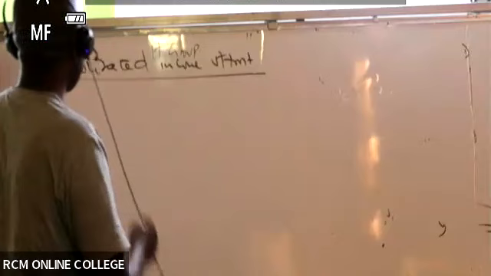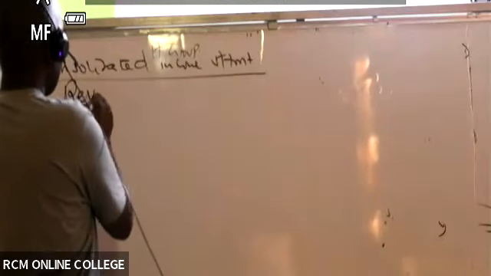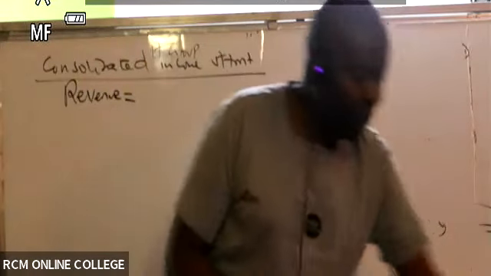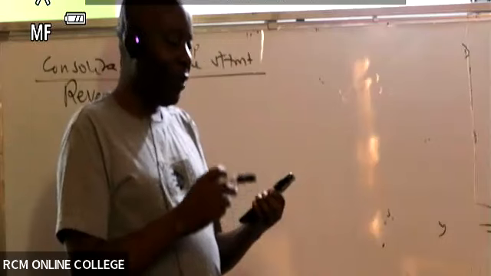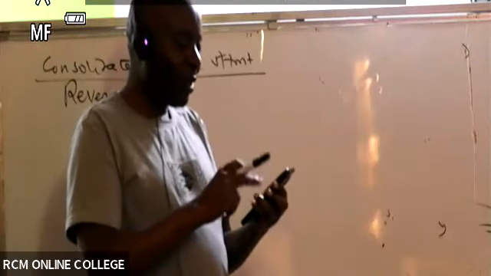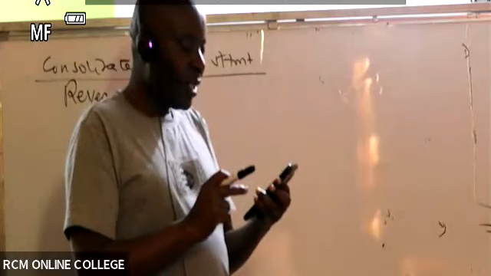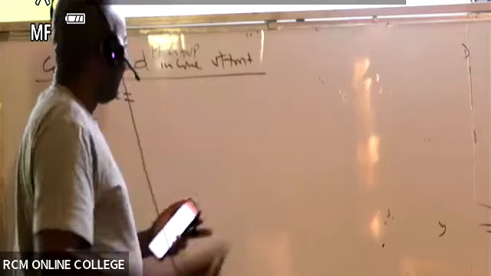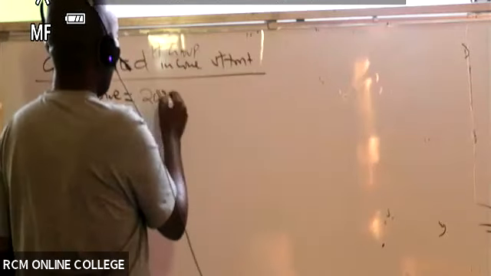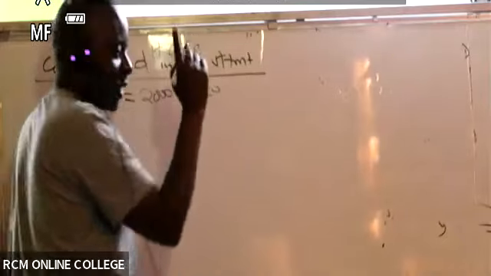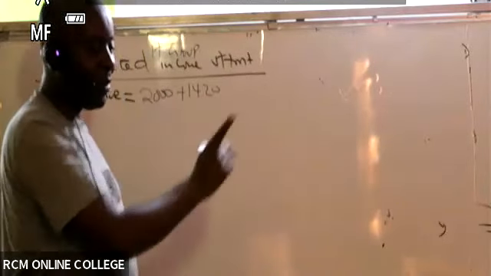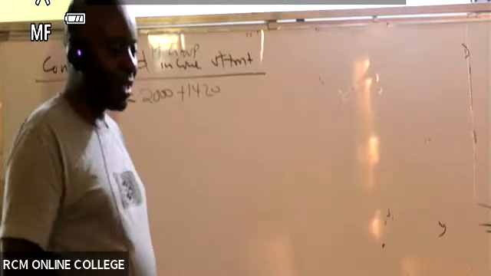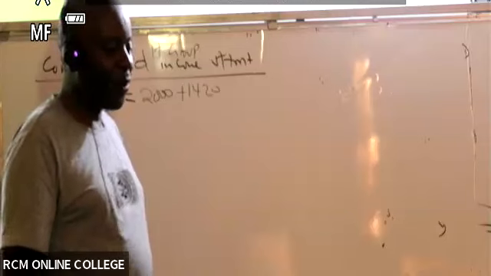So, ladies and gentlemen, we start with revenue. What do we have there as revenue? I can see 2,000 plus 1420 plus 40. Look at this. Can somebody give me the total very fast? I know you guys can easily give me the total here. Look at this.